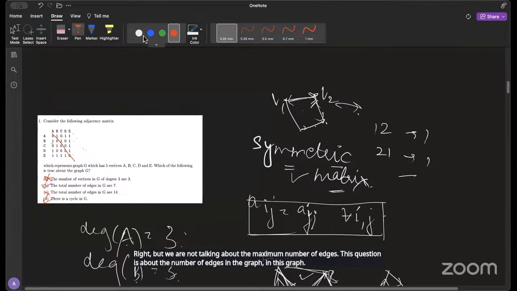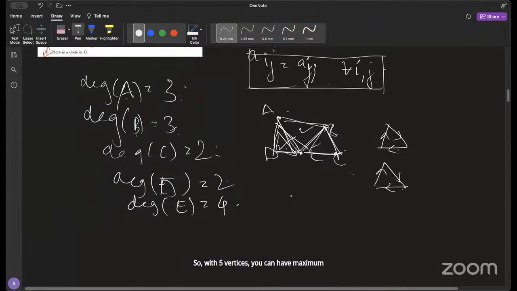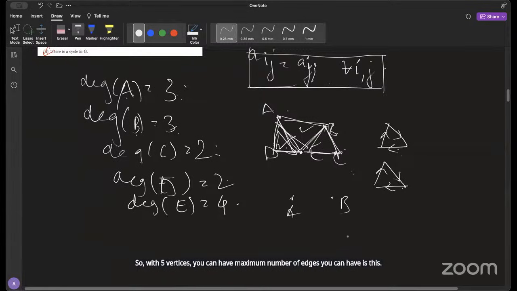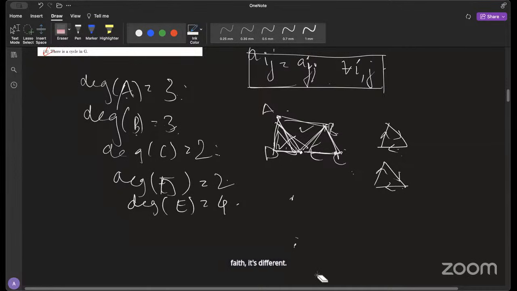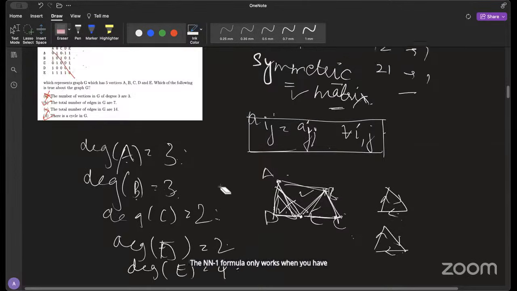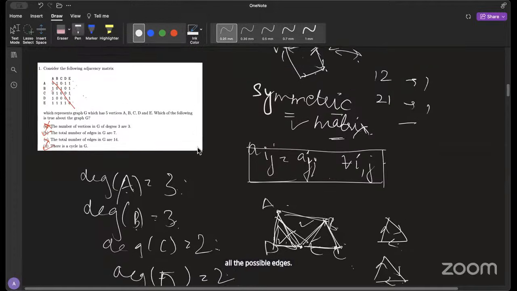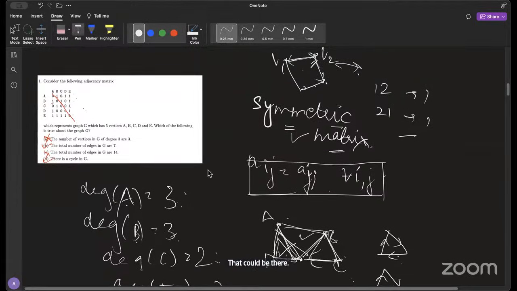Now, with 5 vertices, the maximum number of edges you can have is this: A, B, C, D, and E. So E is connected to everything, then B is also connected to everything, then A is also connected to everything, right? But in this case, A is not connected to everything. It's different. The n minus 1 formula only works when you have all the possible edges that could be there in the graph. So if you have all those edges, then you use that formula.